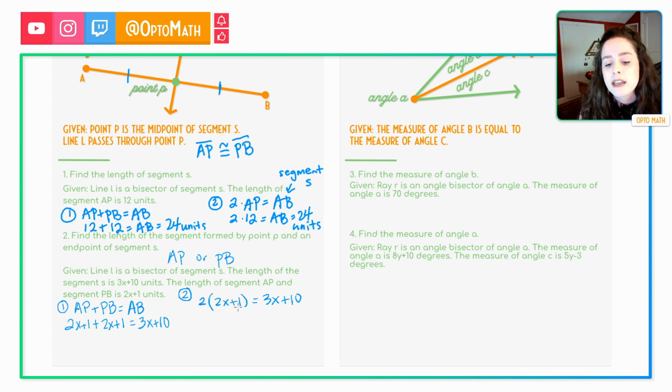Now let's keep in mind our end goal is to find the length of segment S. So once we find the value of x, we have to substitute back in for the expression for segment S, which is 3x plus 10. So let's not forget to do that. So let's look over here.